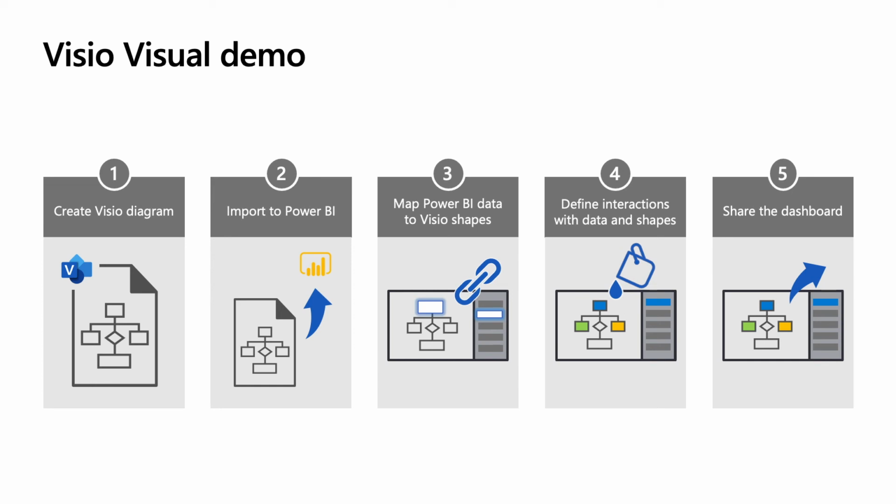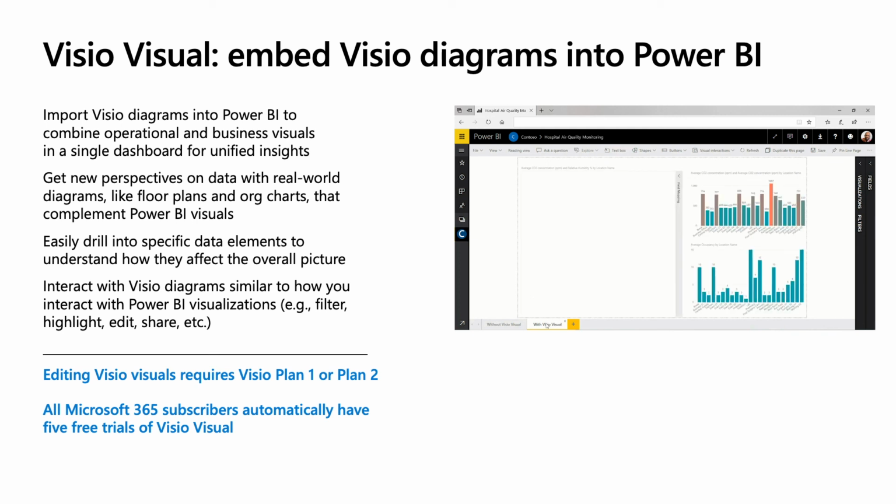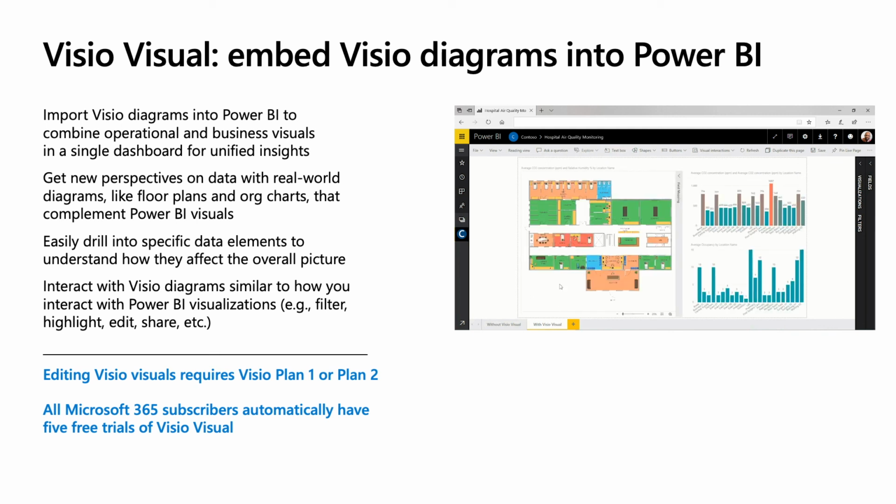So I think what we learned is how easy it is to import a Visio diagram into a Power BI report and combine operational and business insights into a single dashboard. How can we get new perspective with real world data using Visio and Power BI together? How easy it was to drill into specific data elements and understand how they affect the overall picture. And also how to interact with Visio diagrams, similar to how you would interact with Power BI visualizations, like filters and highlights and edits and shares. Editing Visio visuals requires you to have a Visio Plan 1 or Plan 2. All Microsoft 365 subscribers automatically have 5 free trials of Visio Visual.